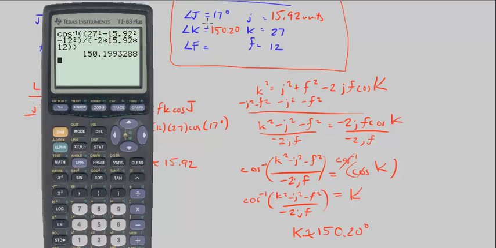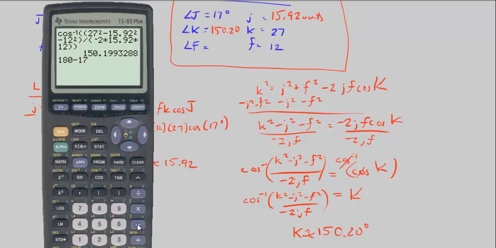150.20. We use the fact that if we add up all three angles in our triangle, we get 180. So 180 minus 17 minus 150.20 gives us the remaining angle. That's approximately 12.8 degrees. So we were okay with this.